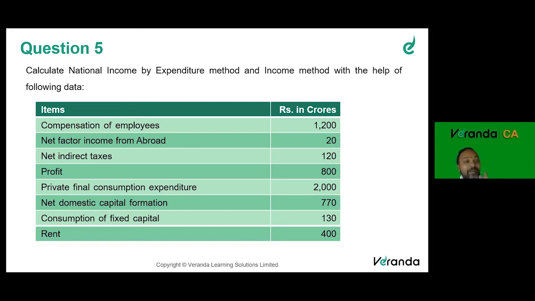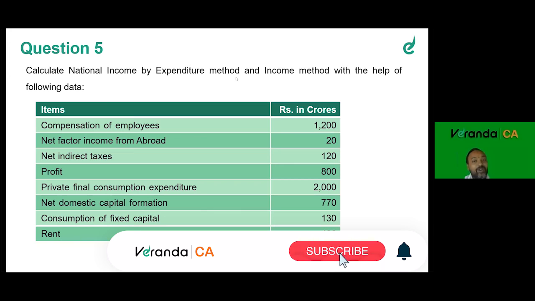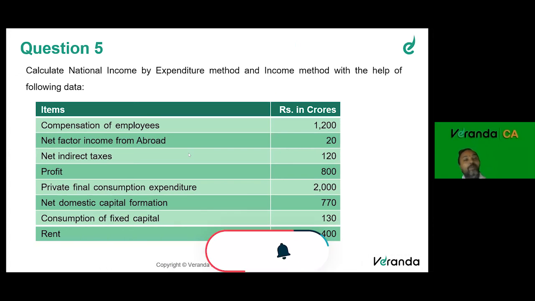If you look into my explanation for compensation of employees, there we are speaking from the viewpoint of the employee, where it is a receipt, and we are considering it in the income method. Whereas here, they have clearly provided private final consumption expenditure, which means the total people who are spending. Whatever money they are spending is aggregated to 2,000 crore rupees. So that we have to consider in our expenditure method.